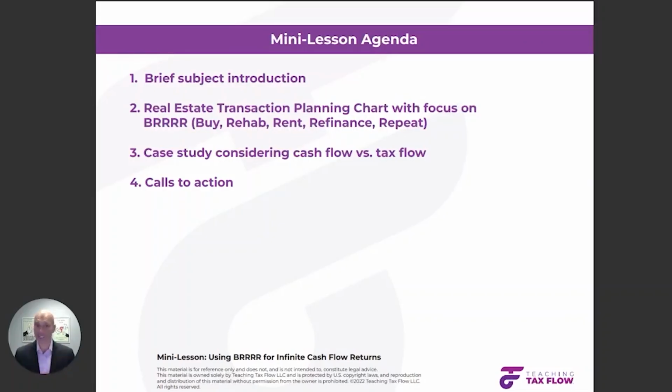We're going to look at a case study, looking at different types of assumptions and really driving home that cash flow versus tax flow. So remember, one of the three laws of teaching tax flow, cash flow does not equal tax flow. And the second of three laws is that tax agencies are your involuntary business partner. So what we're trying to do is increase that rental portfolio without paying your involuntary business partner any tax and creating positive tax-free or very low taxed tax flow. Then we're going to hit our calls to action.